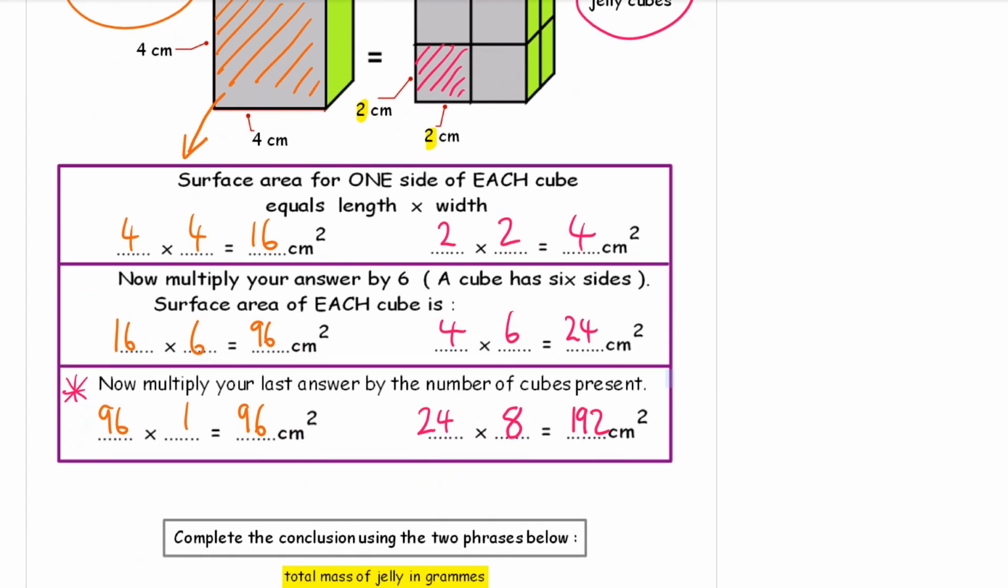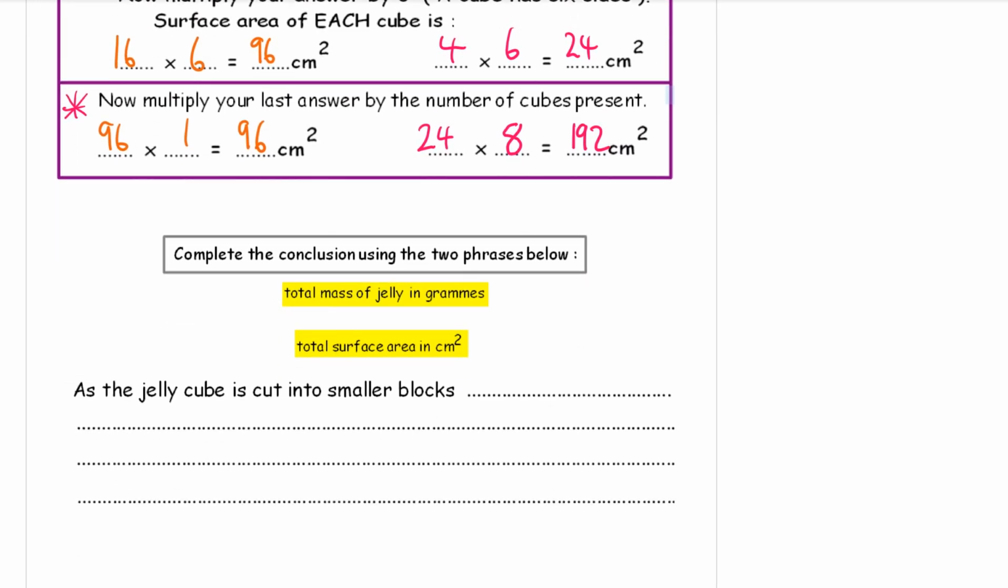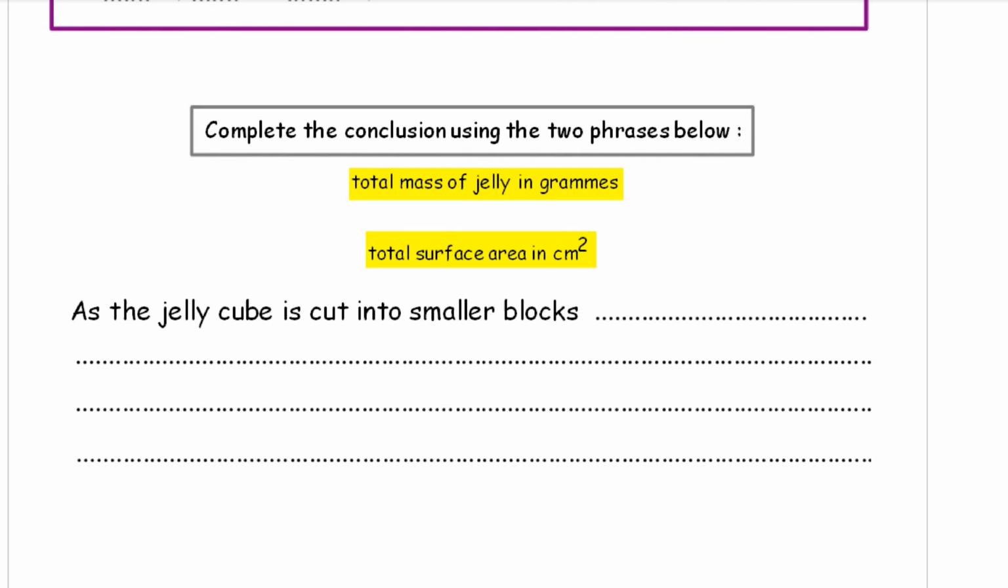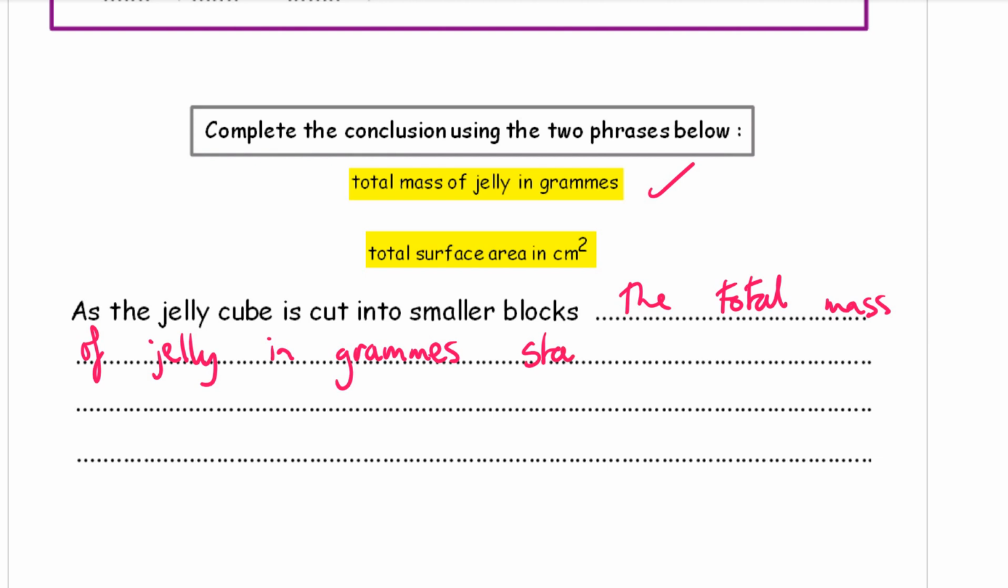So complete the conclusion using the 2 phrases below. As the jelly cube is cut into smaller blocks, the total mass of jelly in grams stays the same. It remains constant. We haven't increased the amount of jelly. We haven't eaten any jelly. The total mass of jelly in grams stays the same.